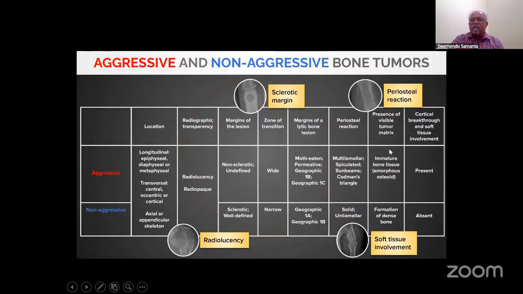You have to see the matrix. The matrix also tells you if it is immature matrix. Here the formation of dense bone is there, so it is non-aggressive. But in the aggressive group, there will be immature matrix. And cortical breakthrough is present in the aggressive group. It is not there in the non-aggressive group.